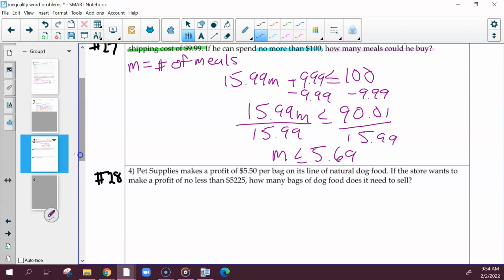True, but why wouldn't we round up to 6? Because that would exceed the $90.01. So if we round this up to 6, then if we were to put 6 back in, it would go over the $100 that he has. So we can't spend more money than we have. So we could round it down, and then we'd have a little bit of extra money at the end. That's okay. So no more than 5 meals.